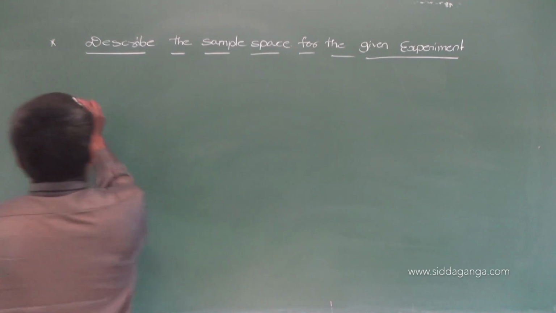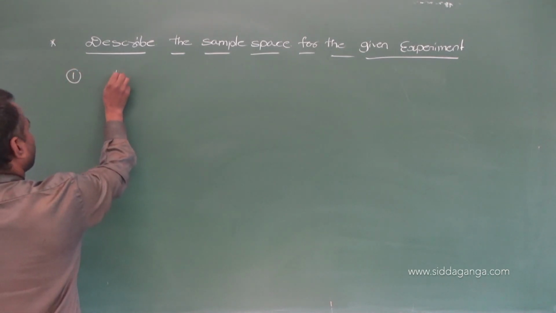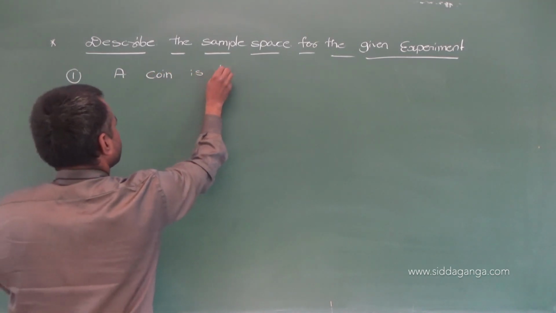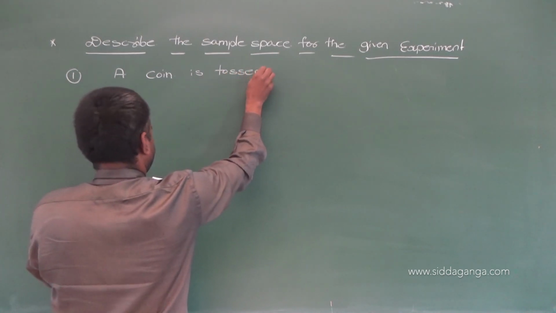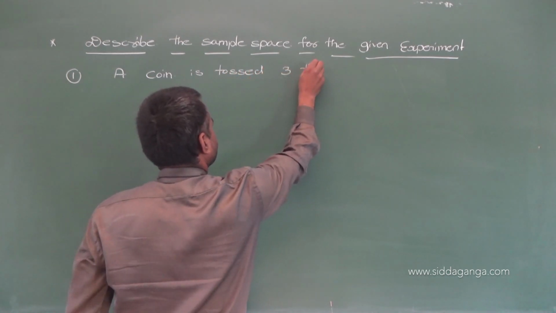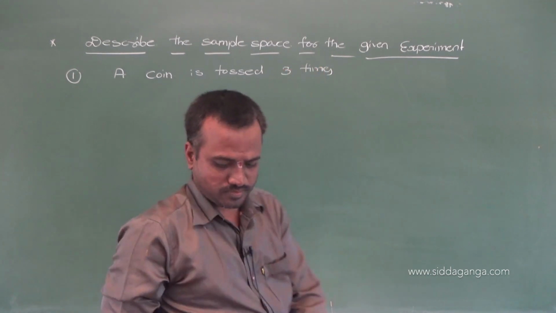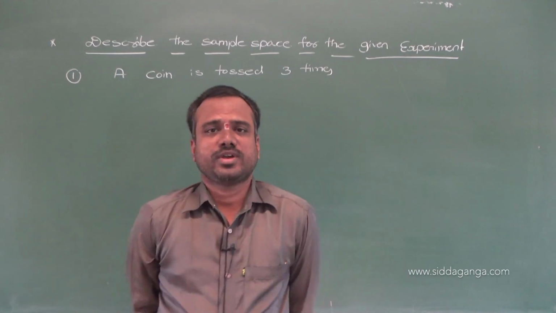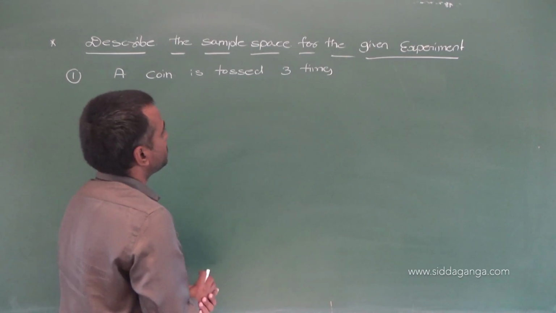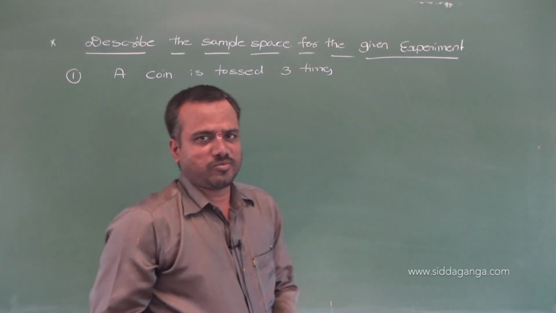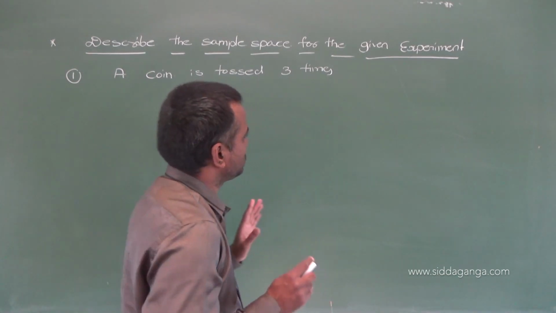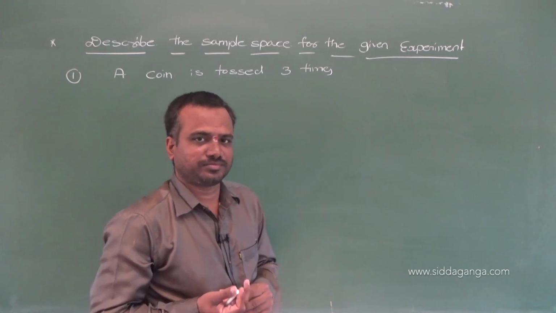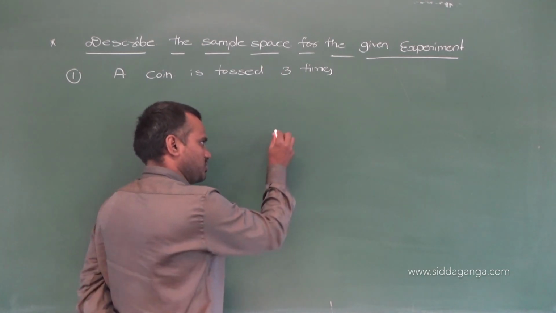The first problem: a coin is tossed 3 times. A coin is tossed 3 times. Very well, you know how to write the sample space. Observe here. Before writing the elements, I write the tree structure.